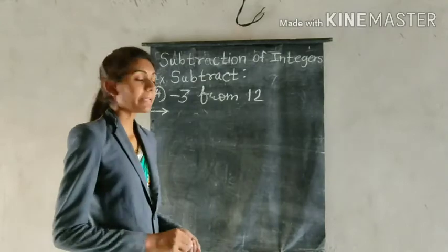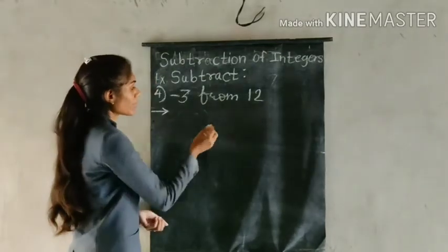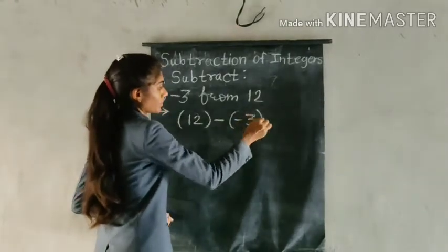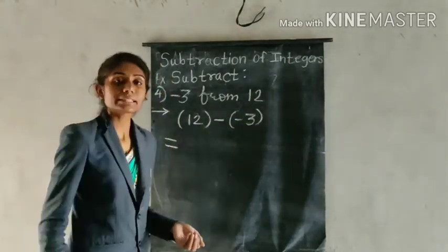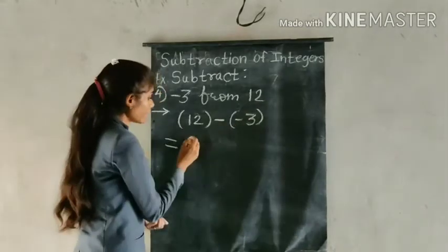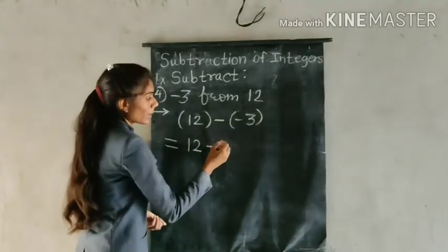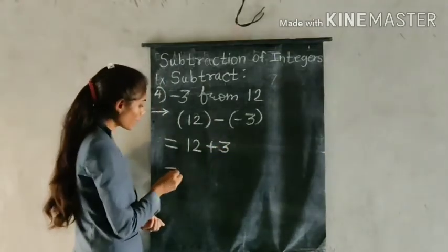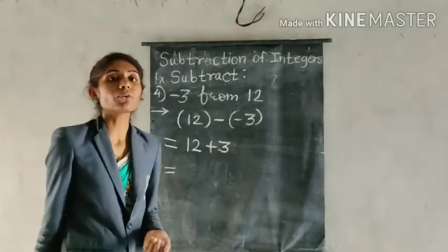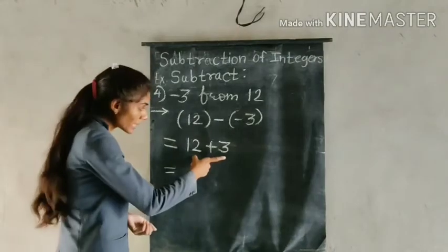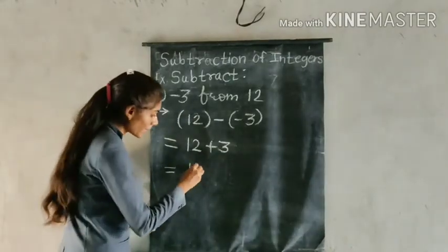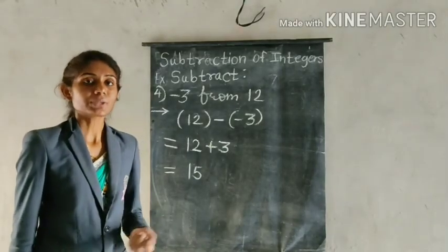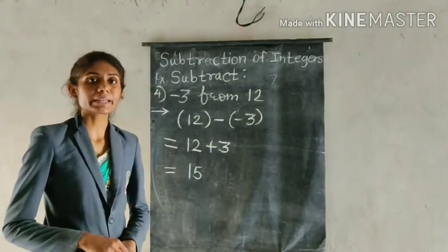The next example is subtract -3 from 12. So the first step will be to take them in brackets. And the second step is to change the second number's sign. So what is the sign of this? Minus. So it will become +3. Now, after these steps, we have to follow the addition rules. So both are positive, so the answer will come +15. That is the answer. So in this way, we can solve subtraction examples.